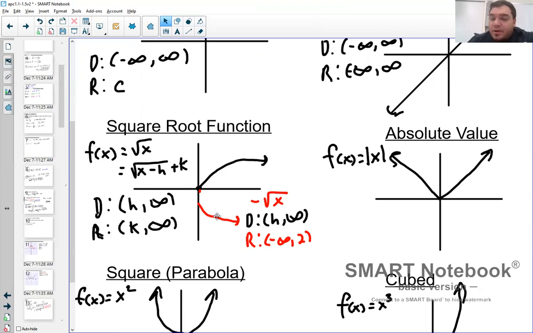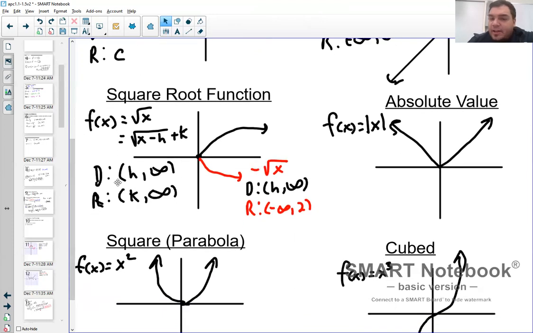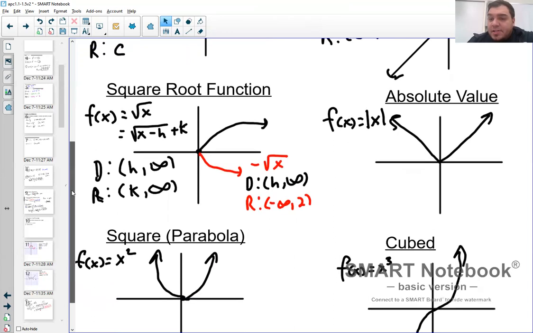So the flip will occur. If you have a flip, you're going to flip the range. If you have a vertical flip with a negative in the front, you're going to change the range.